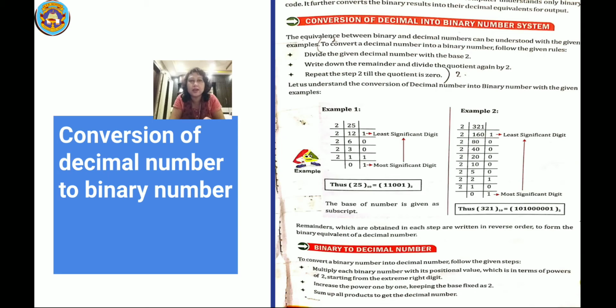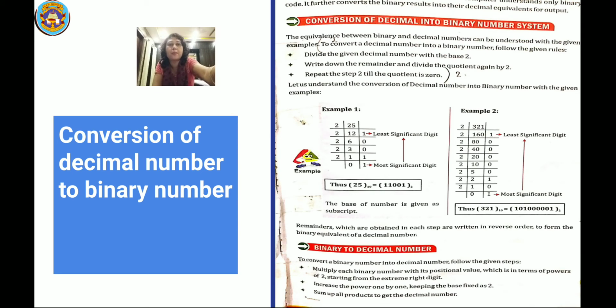Then next we have conversion of a decimal number to a binary number. As we have already learned, the equivalence between binary and decimal numbers can be understood with the help of an example. In order to convert a decimal number into a binary number, we divide the given decimal number by the base 2 and write down the remainder, then again divide the quotient by 2. We repeat this step until we get the quotient as 0. This is how we do the decimal to binary conversion.